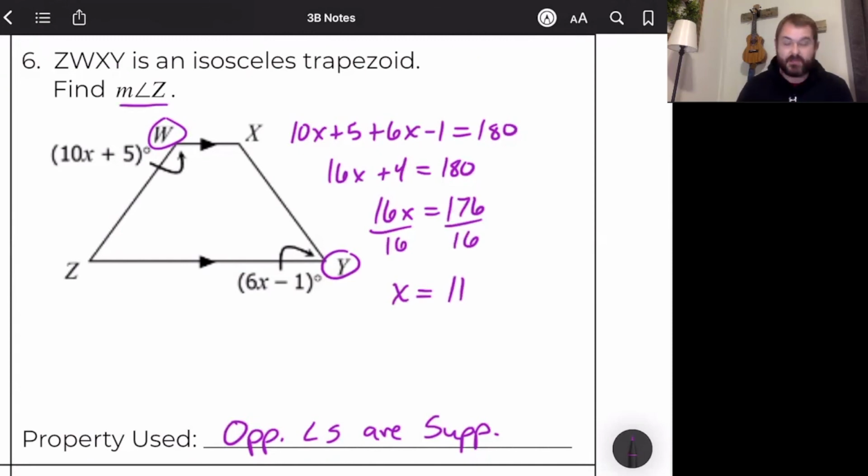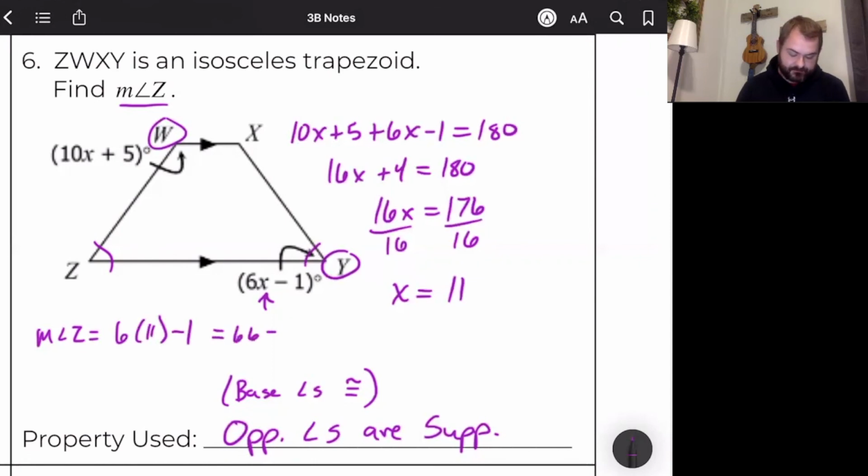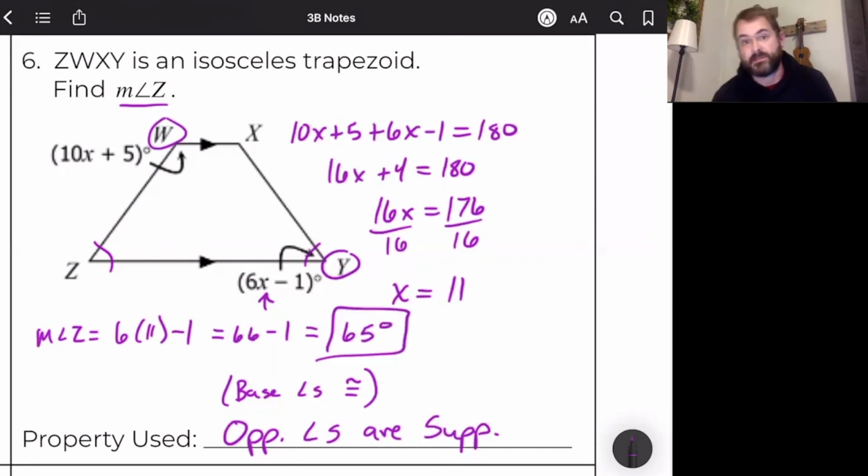The directions are asking for the measure of angle z. Well, the measure of angle z doesn't have an expression. However, remember, base angles are congruent. So that's actually another property I could use. All right, so I'm going to plug in here, and that'll be the same as the measure of angle z. Six times 11 is 66, and 66 minus 1 is 65 degrees. And so the measure of angle z is 65 degrees.